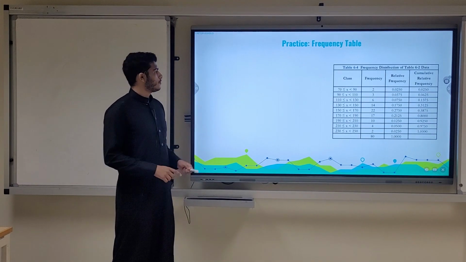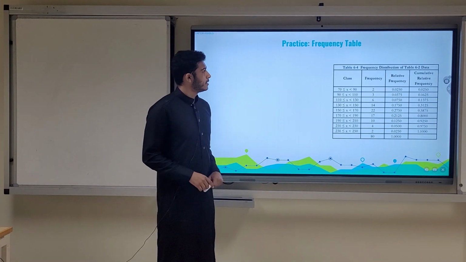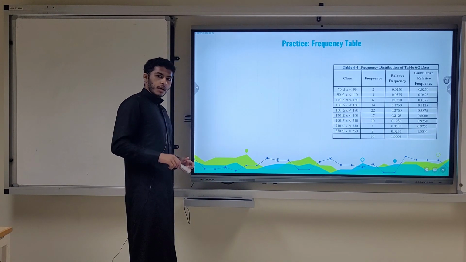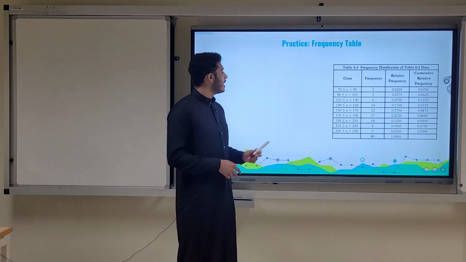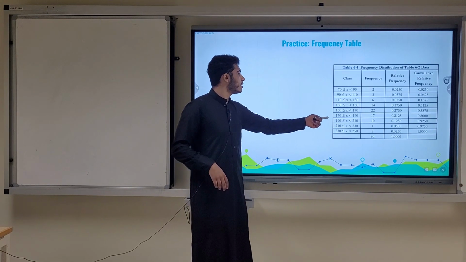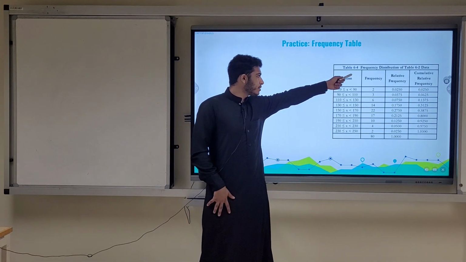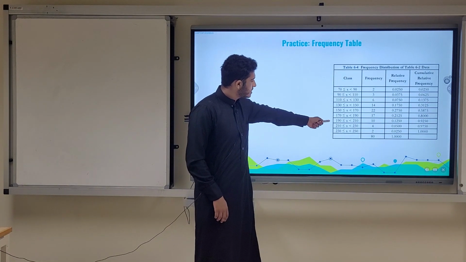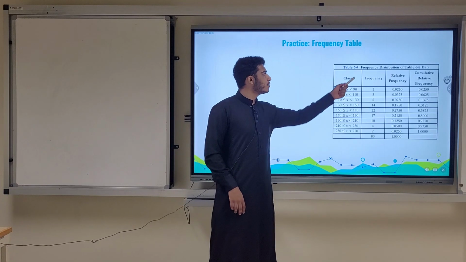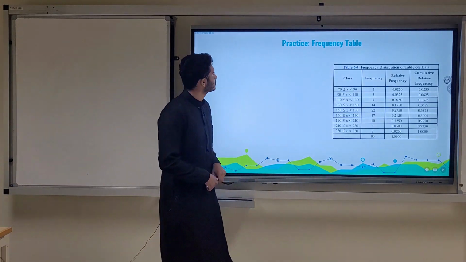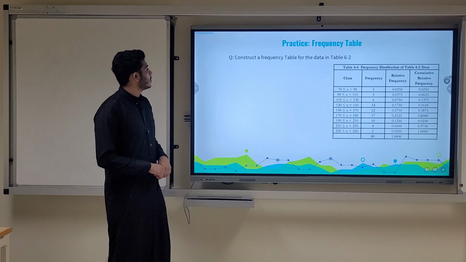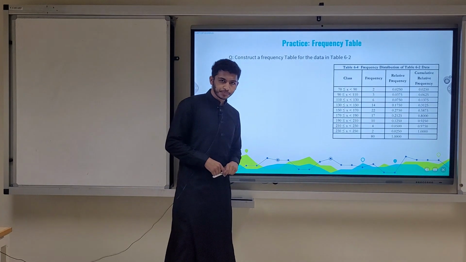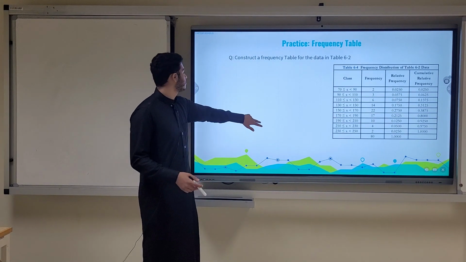So let's see an example of how we can construct this frequency table here. It's worth mentioning that the data from which this table was constructed is from the book, table 6.2. So if you want to see the data that they used to construct this table, you can go look at it in the book in table 6.2. But let's get into the question. The question says, construct a frequency table for the data in table 6.2, the one in the book.